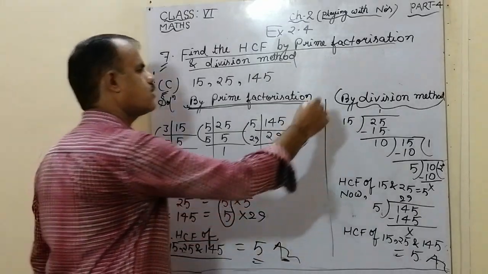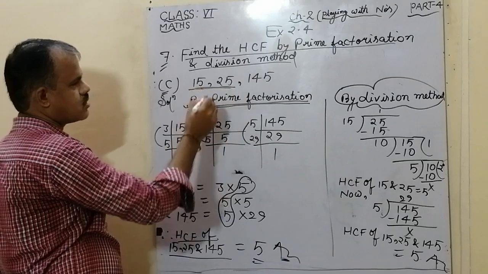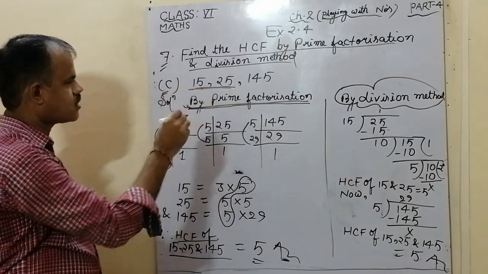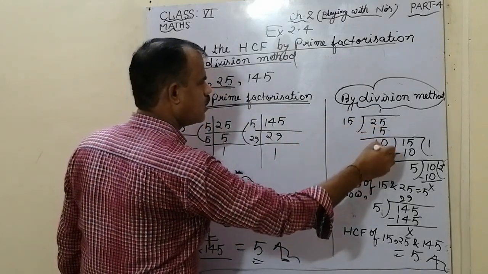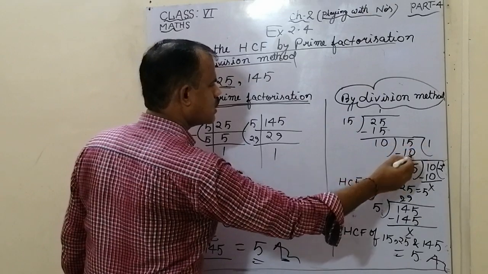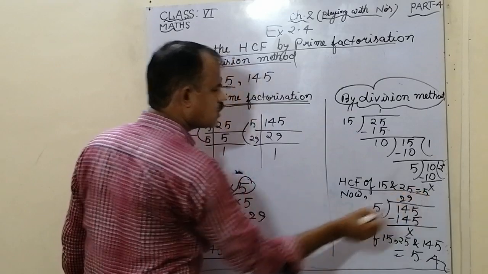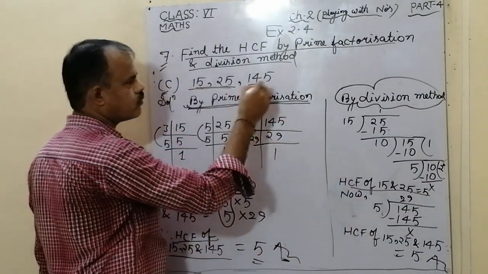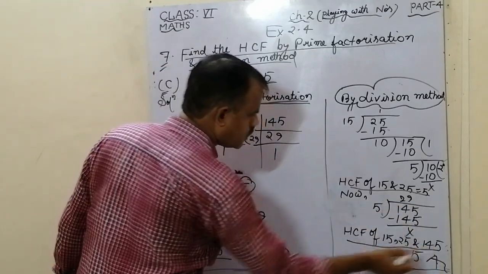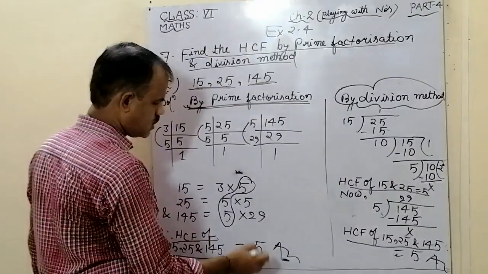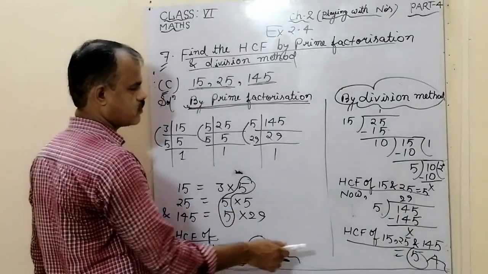For the other method, that is the division method, first we find the HCF of two numbers, 15 and 25. So 15 1 is 15, remainder 10. 10 divided by 15, 10 1 is 10, remainder 5. Again 10, 5 2s are 10. So the HCF of 15 and 25 is 5. Now 5 and 145. So 5 29s are 145. So the HCF of 15, 25, 145 is 5. See here, both the answers are the same, but the methods are different.